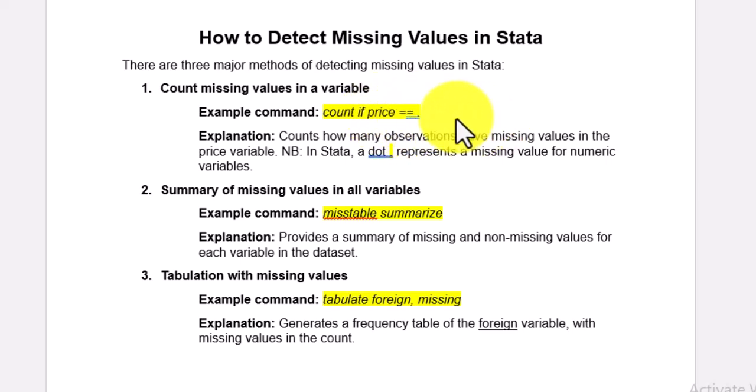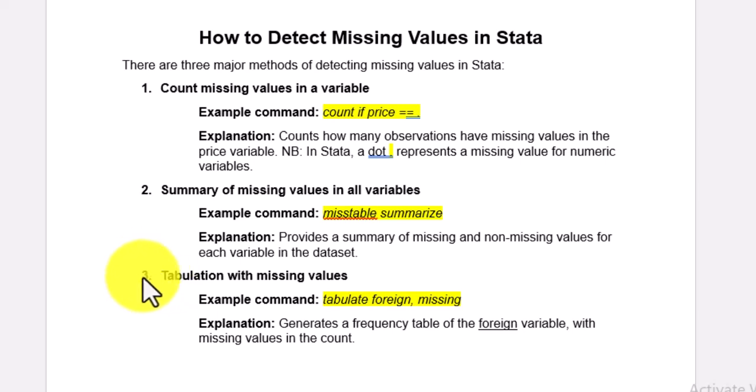The second way is to develop a summary of missing values in a variable, and we use the command misstable summarize. This command provides a summary of missing and non-missing values for each variable in the dataset.